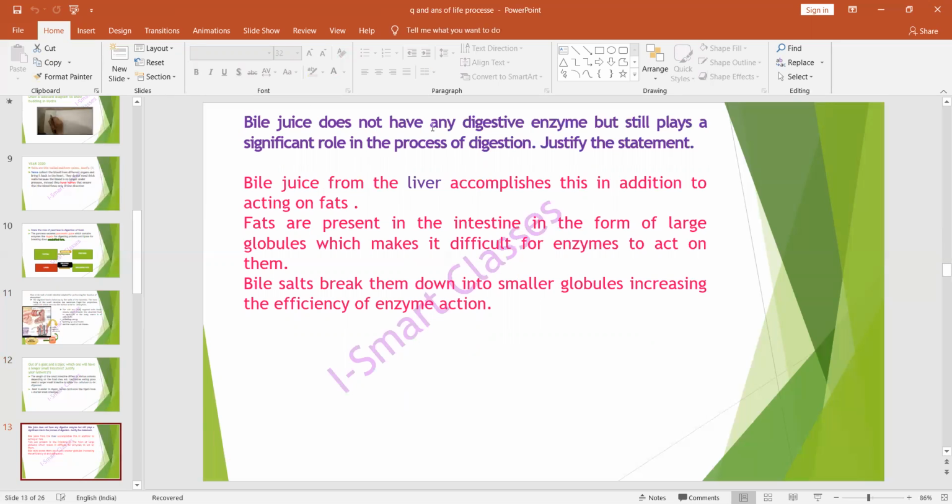Bile juice does not have any digestive enzyme but still plays a significant role in the process of digestion. Justify the statement. So bile juice comes from the liver. Now, where does this bile juice come from? From the liver. It accomplishes this in addition to acting on fats. If you go to the slides which I have already shared with you, in those explanations there are some diagrams also which will make it easy for you to understand the concepts.